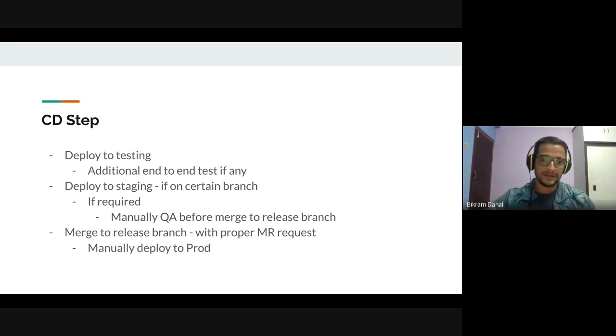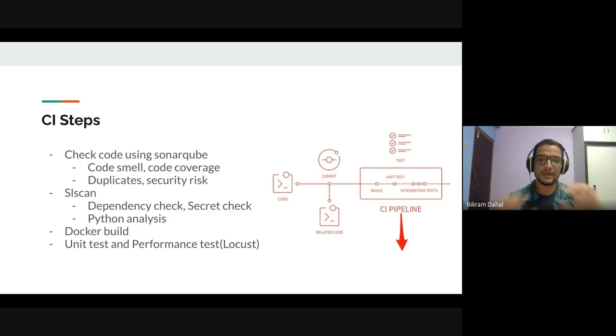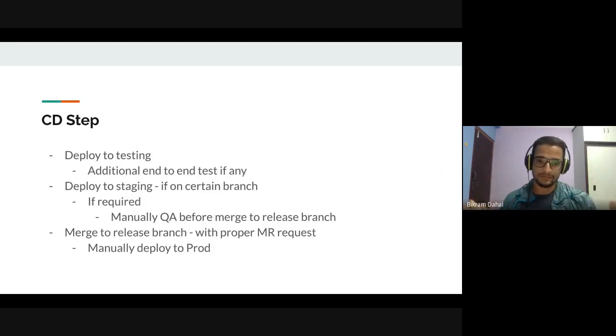Either you figure that out based on your Sentry logs, or you figure it out based on your logs, or by manually testing it. You can just roll it back, fix your issues, and deploy it into testing. So no matter what code you write, it will be directly deployed if all the CI steps are completed. It will be automatically deployed to testing.